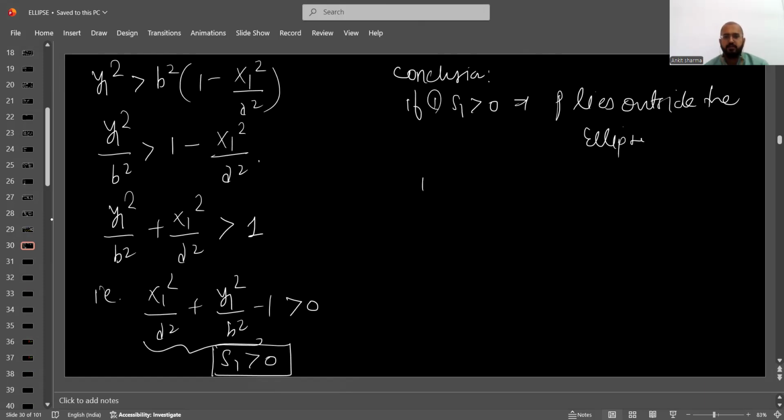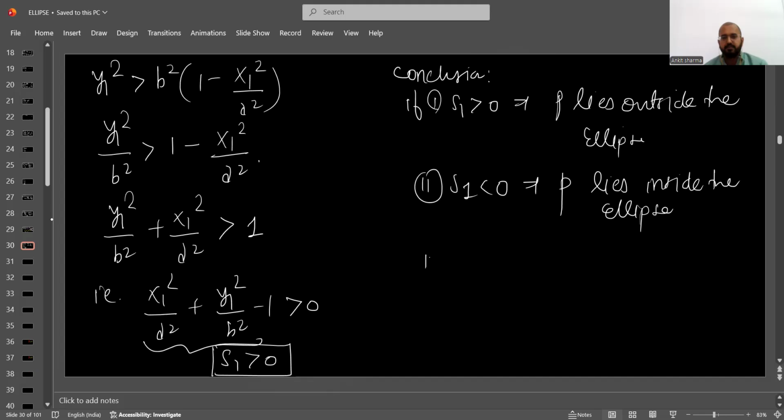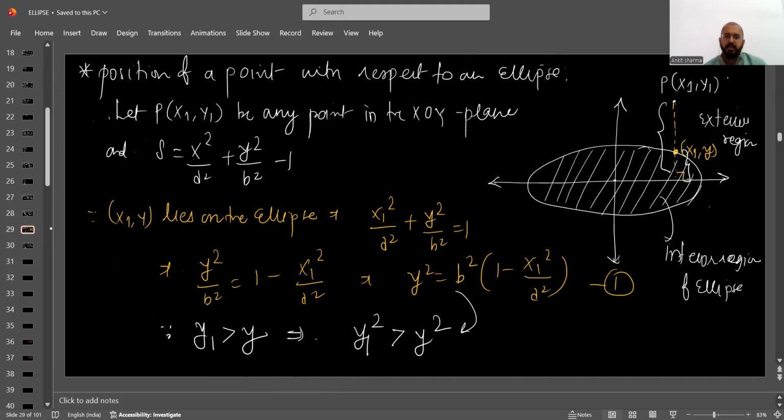If S1 is negative, P lies inside the ellipse. And when S1 becomes 0, then P is on the ellipse. This is what we have about the position of a point with respect to an ellipse.